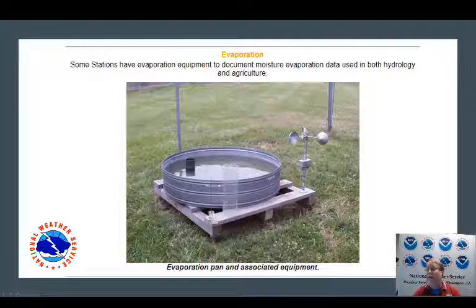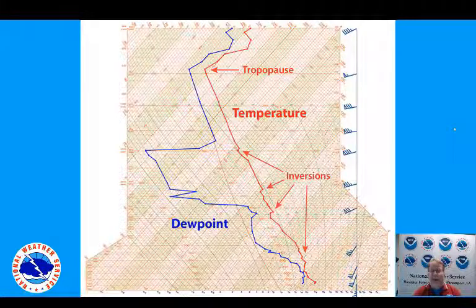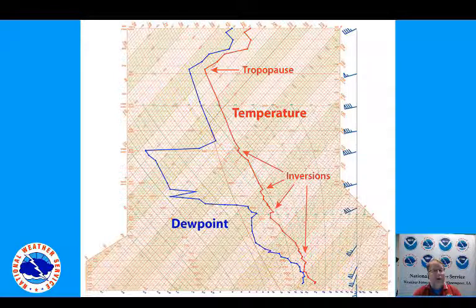Okay. Now, one of the things that we do here at our office, every day, at a minimum twice a day, is send up an upper air balloon. As that balloon travels up in the atmosphere, we get data back from it. All right. So we see this red line here. That's the temperature. The blue line is also temperature, but it's the dew point temperature. So we're measuring the amount of moisture in the air throughout our atmosphere.